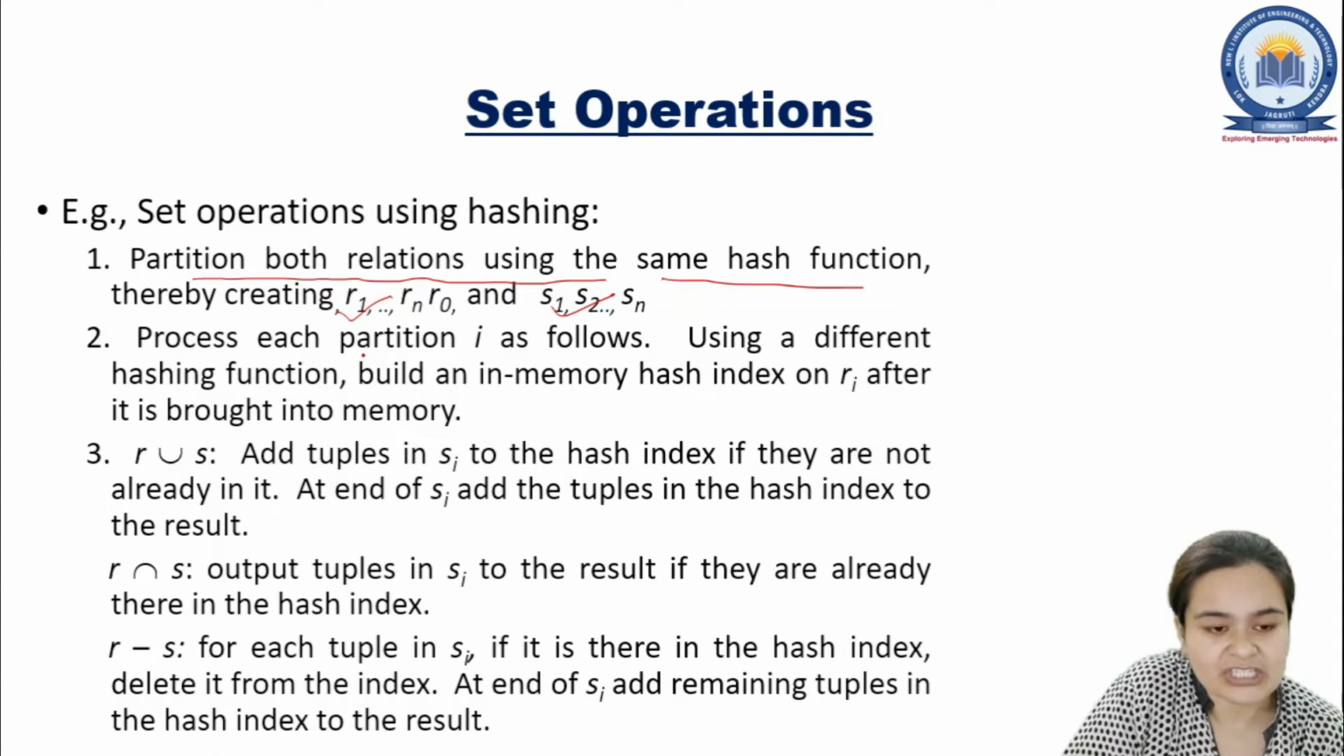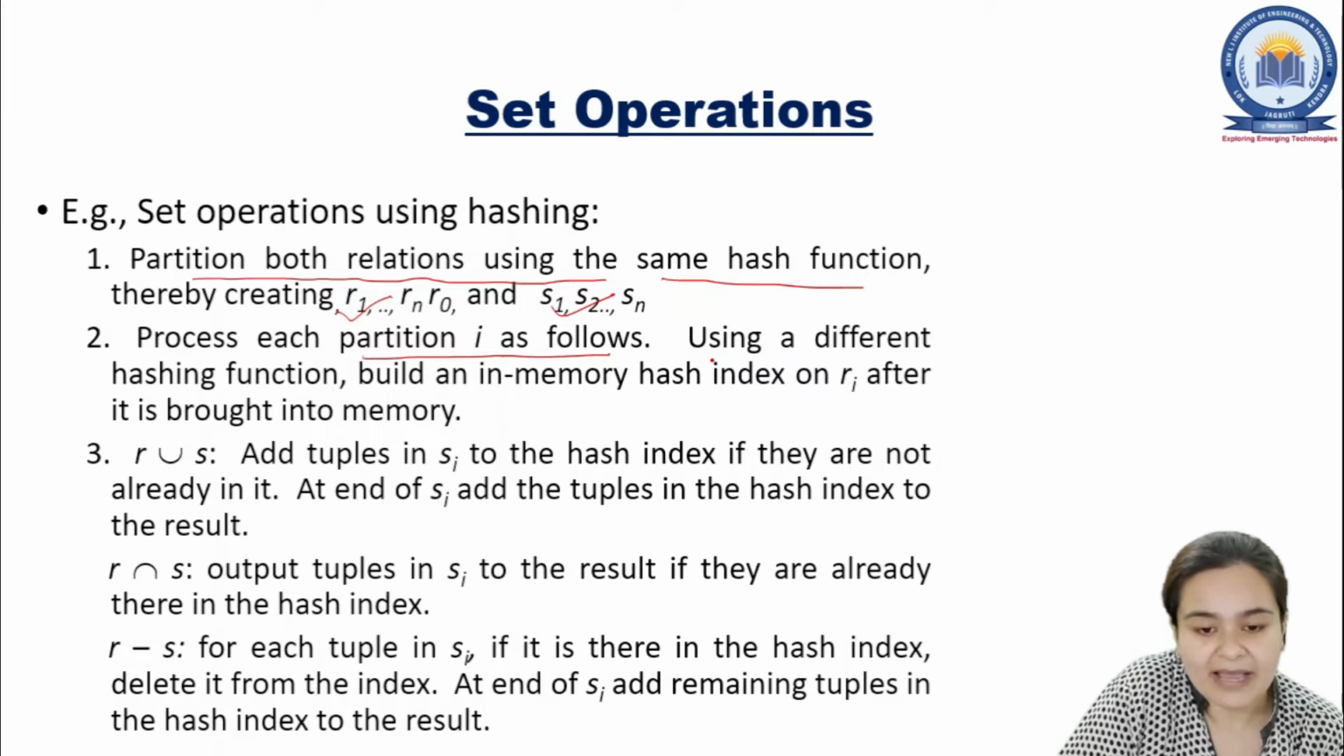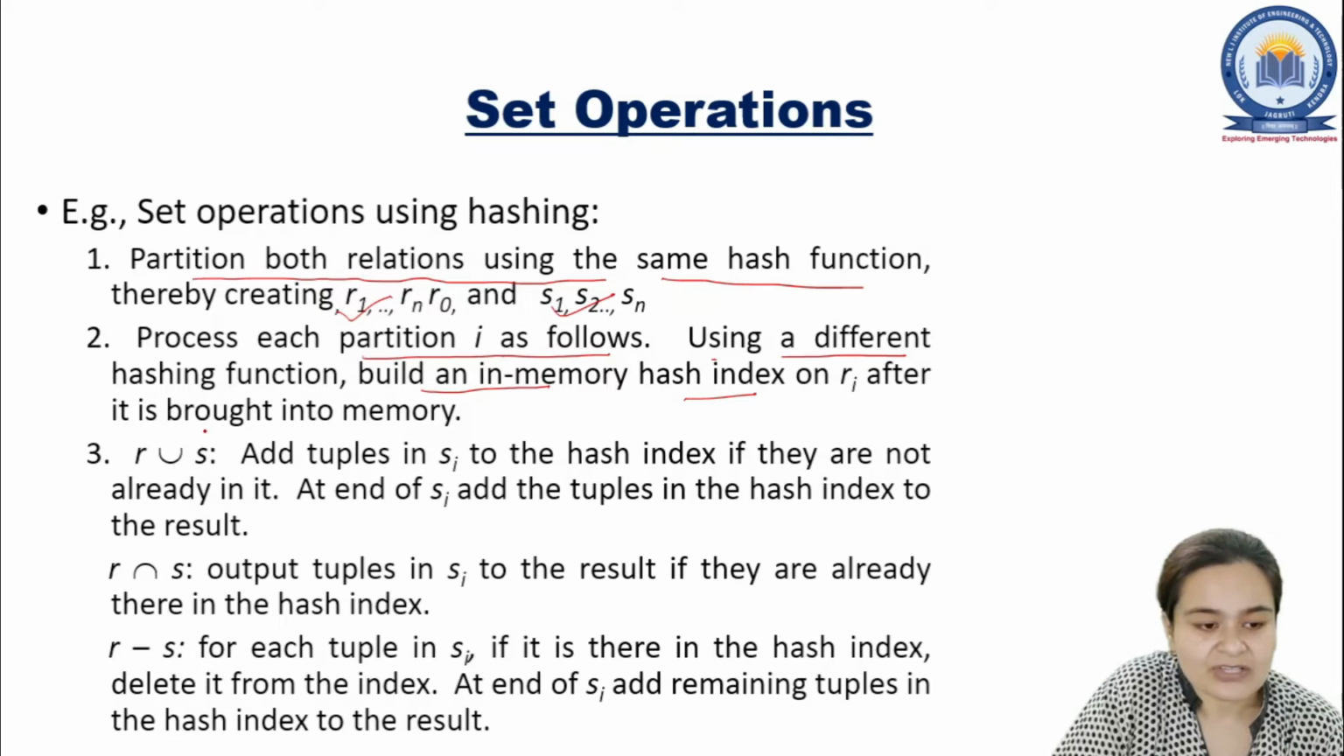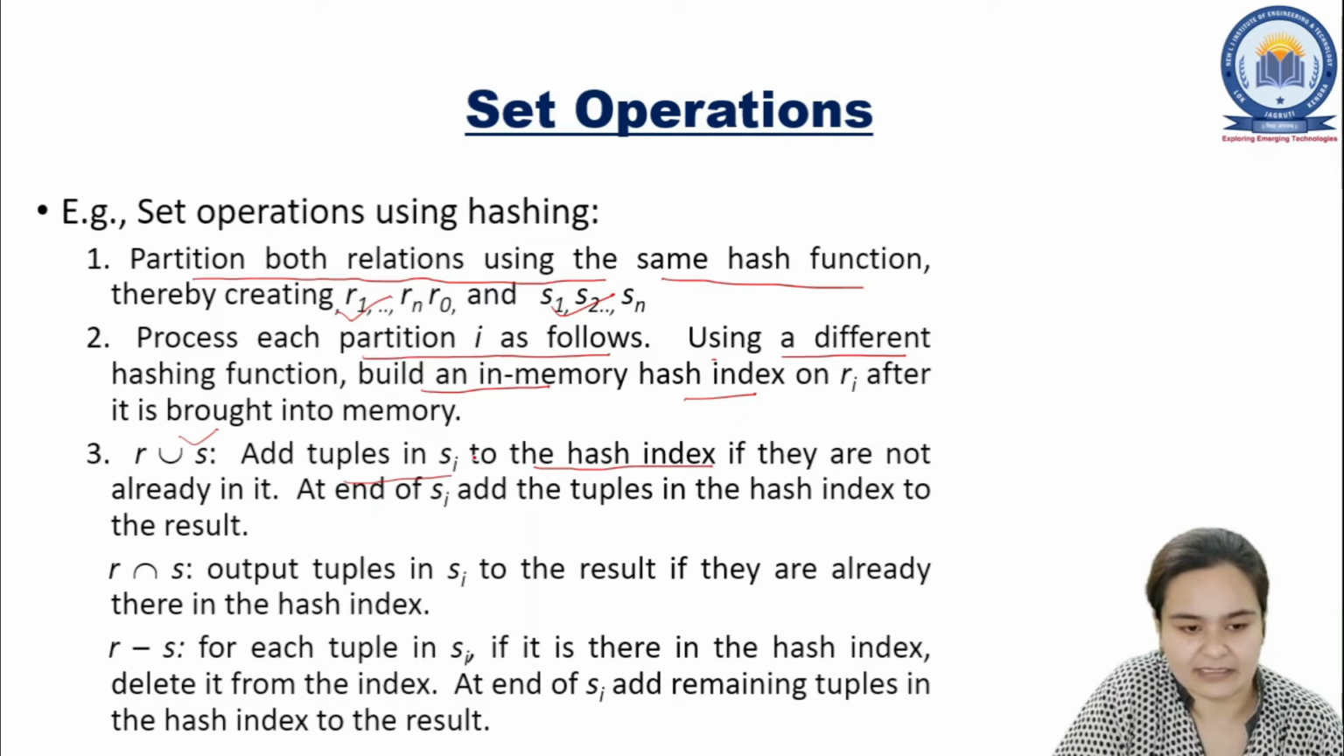So each partition Ri has to be followed by a different hash function, building an in-memory hash index on Ri after we have brought it into memory. So in union, what we have to do is add tuples in Si to the hash index if they are not already in it.